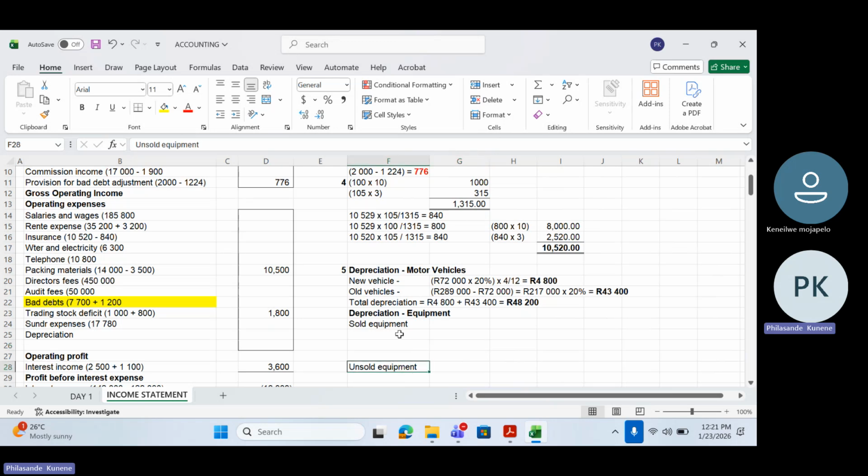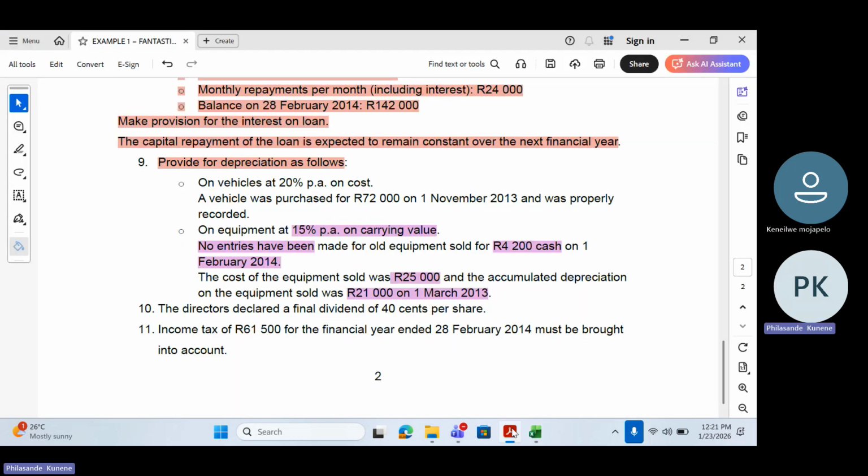But let's start with these ones that left us during the year or that came in during the year, because vehicles came in during the year. We started with that, the new vehicles. Then the sold equipment, this one left us during the year. Let's start with it now. Let's deal with it, and then after that we move on to the next one. Okay. The sold equipment, the cost of that.